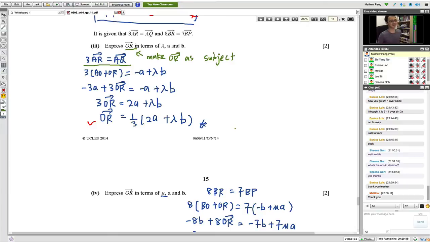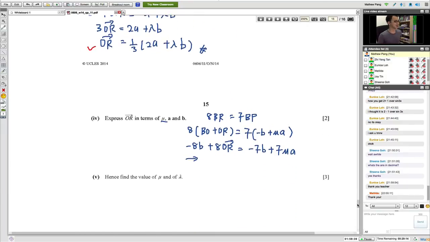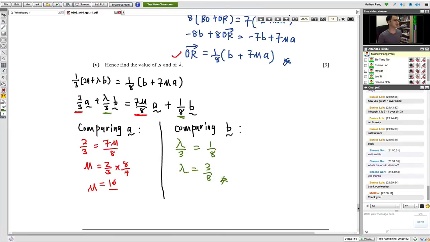Yeah, I think this one is not so hard. Then the last one is always like that. They ask you to find mu and lambda. Always you need to compare A and compare B, sometimes it's compare I and compare J. So the method is still the same.